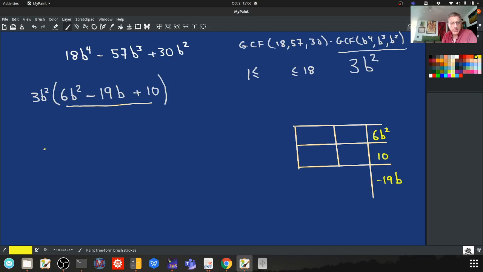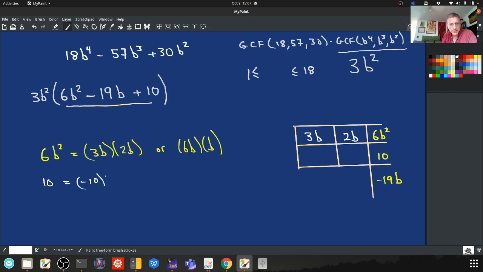Now the problem here, for 6b squared, we have the possibility of 3b times 2b, or 6b times b. So let's go ahead and try the 3b and the 2b. For 10, since this is negative, both of these factors have to be negative. So for 10, I have minus 10 and minus 1, or minus 5 and minus 2. And of course, I may have to rearrange factors.